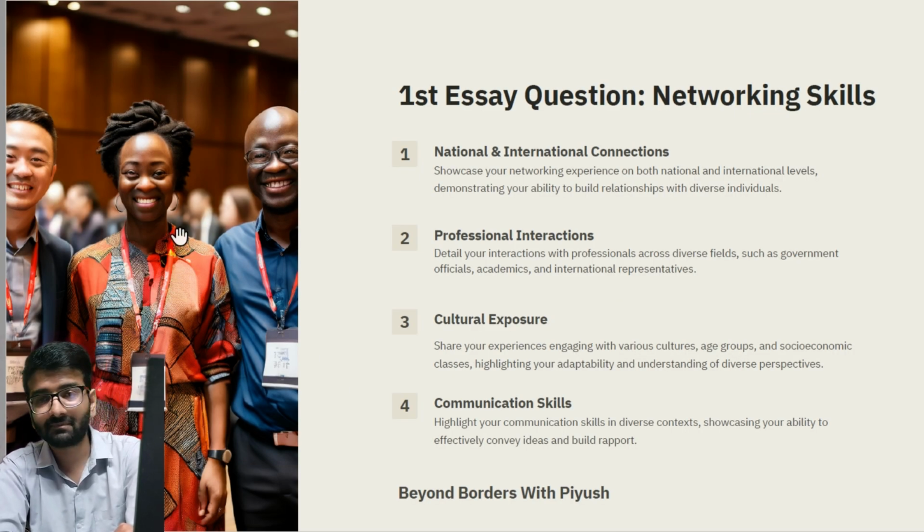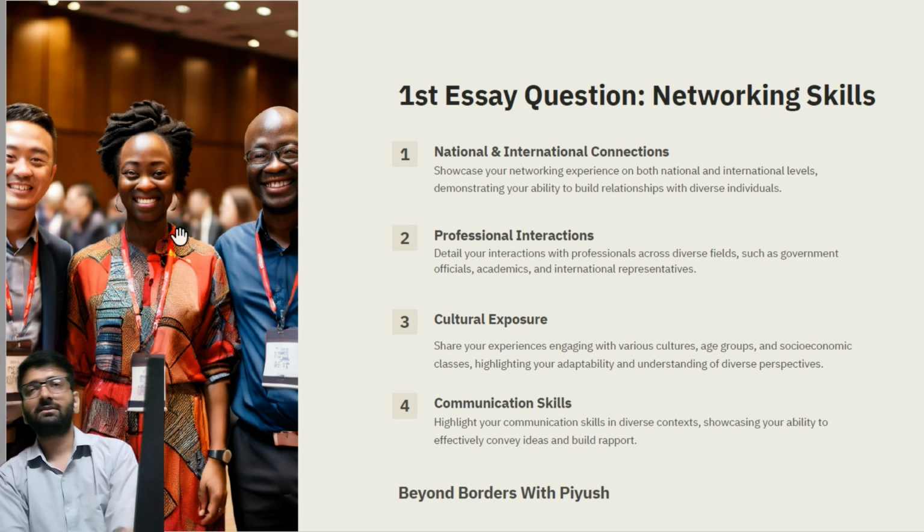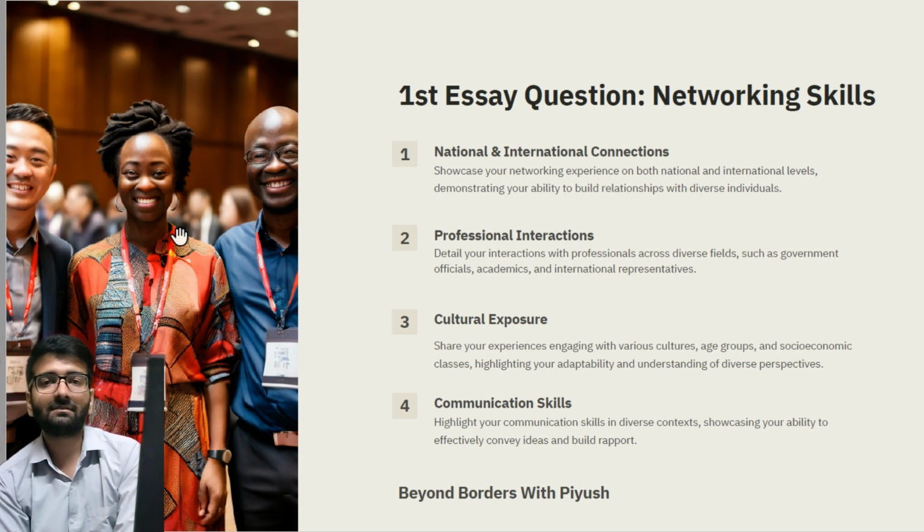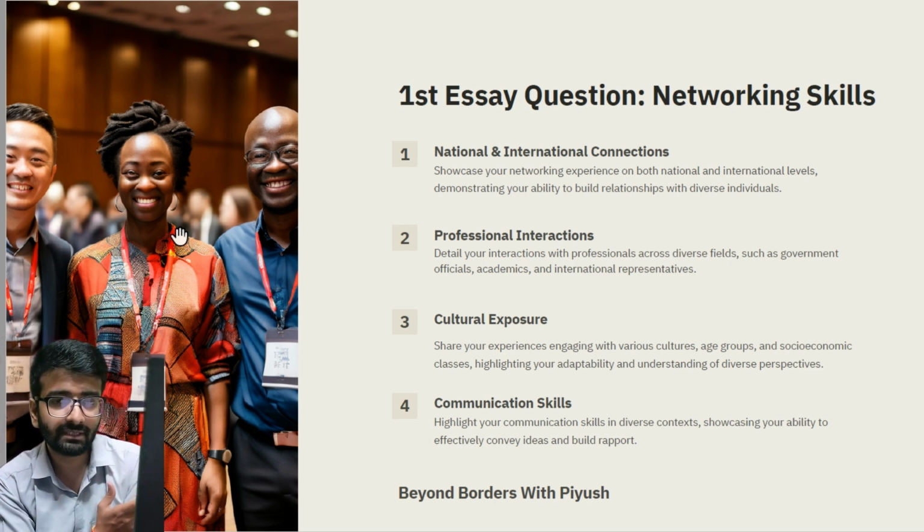The first question, the networking skills. Before we begin with the questions, it's very important for you to understand why these questions are asked to you in the very first place. The reason these questions are asked is to understand whether you are the right kind of candidate who would be able to fulfill the larger goals of the scholarship.